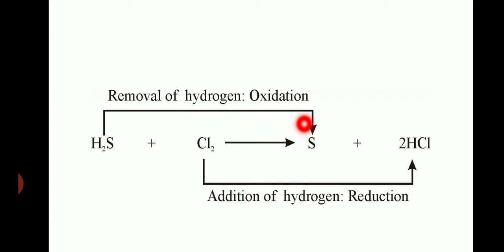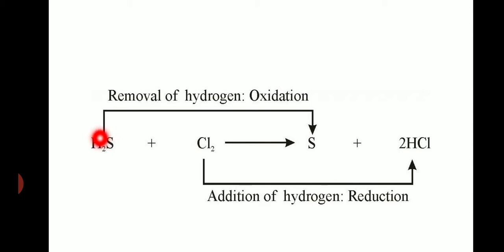Now we have to look out which is the reducing agent and which is an oxidizing agent. Do you know which is an oxidizing substance and reducing substance? Hydrogen sulfide is the oxidized substance and chlorine is the reduced substance. Which compound or element is undergoing oxidation? That substance is the oxidized substance. Which substance is undergoing reduction? That substance will be the reduced substance. Now we have to look which is a reducing agent and which is an oxidizing agent.